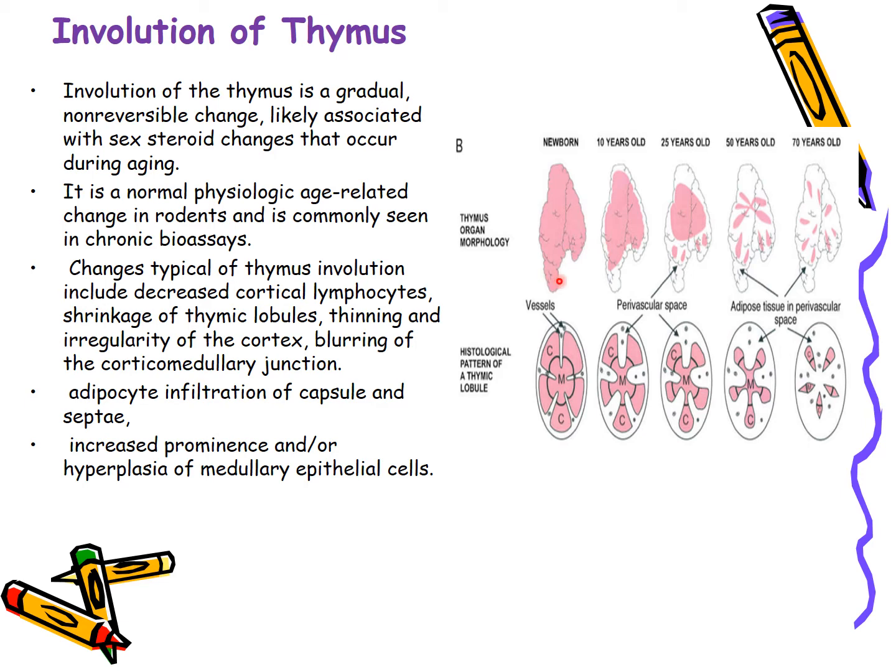histologically also. The cortical lymphocytes shrink, there is thinning and irregularity of the cortex, and then there is blurring of the corticomedullary junction, and there is depletion of the T lymphocytes, and areas of the cortex are infiltrated by adipose tissue. So there is also increased prominence or hyperplasia of the medullary epithelial cells. So at old age, there is depletion of the T cells, and there is infiltration of adipose tissue in the thymus gland.